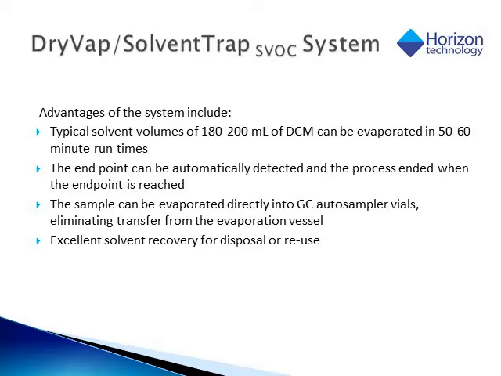The Dry-Vap solvent trap SVOC system's advantages include: typical solvent volumes of 180 to 200 milliliters of DCM can be evaporated in 50 to 60 minutes run time. The endpoint can be automatically detected and the process ended when the endpoint is reached. The sample can be evaporated directly into GC autosampler vials, eliminating transfer from the evaporation vessel. An excellent solvent recovery for disposal or reuse.